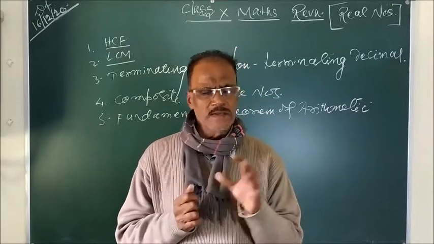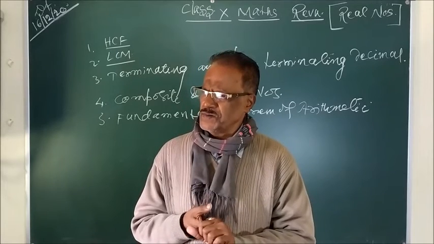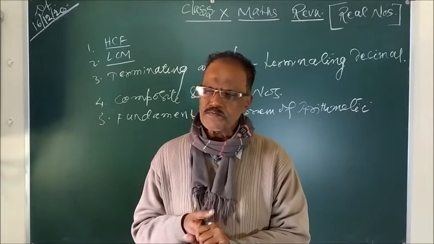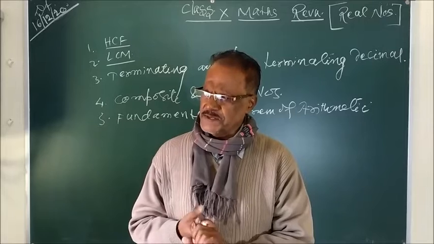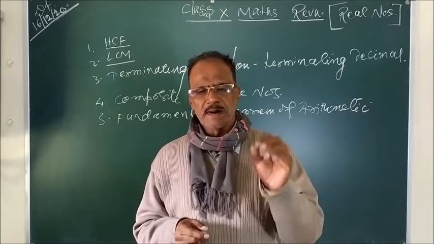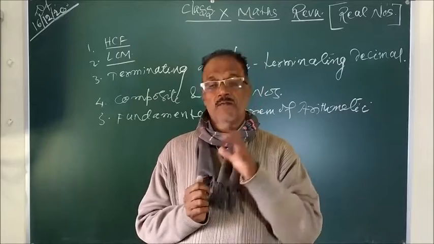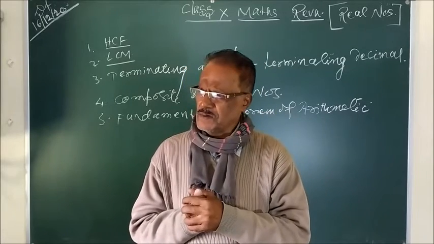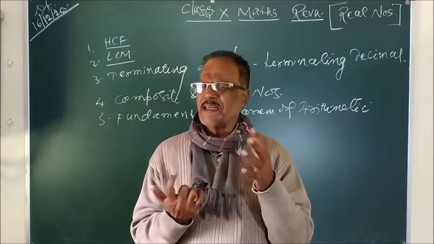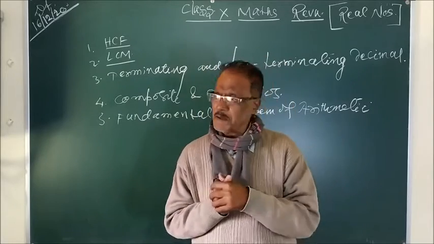Whatever the numbers we use in mathematics, they can be divided into two parts, rational and irrational. Rational numbers, you must have studied in class 9. The numbers which can be expressed in form of P upon Q. P and Q are not important here. Numerator and denominator, only meaning, you can see A by B, no problem.